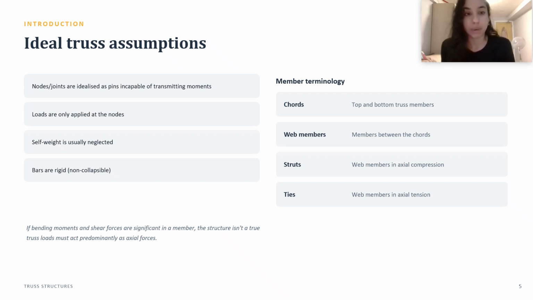Now we've got some other terminologies. Sometimes I feel like no one uses these terminologies. Maybe I just think that. Chords: when you look at a truss, the top members and the bottom members are called chords. Web members, you could tell from the name, are between the chords. Struts are web members in axial compression. Ties are web members in axial tension.